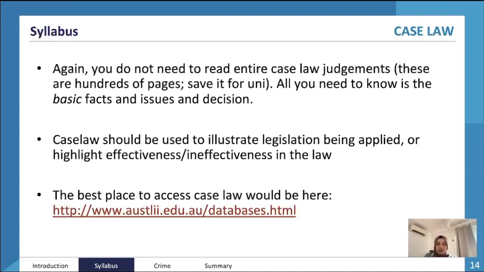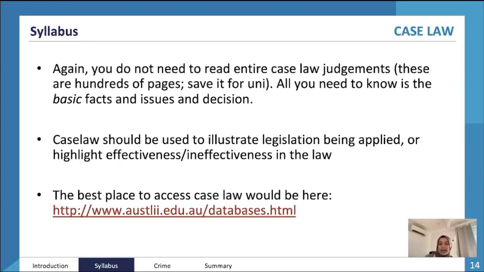Case law should be used to illustrate legislation being applied or highlight the effectiveness or ineffectiveness of the law. So, for example, you have a certain piece of legislation, you have a case where the judge will apply that piece of legislation, and then you go, actually, that was a really effective case because we were able to achieve a balance between victims, offenders, and society, for example. Or that was actually a very ineffective case because our moral and ethical standards as a society were not really met.